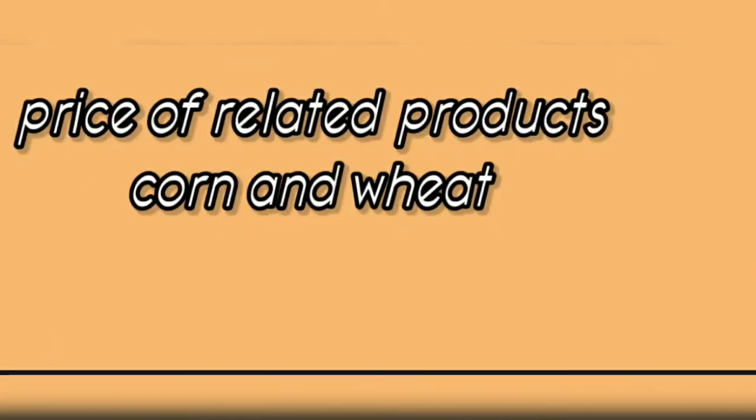So our final thing is price of related products, corn and wheat. Now when the price of corn is going to increase, we will reduce the supply of wheat, because the producer will earn more profit when he is going to produce corn when its price is going to increase. So therefore the supply of wheat will decrease. So, this is the thing about the price of related products.